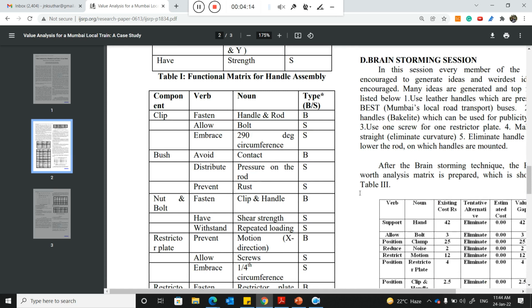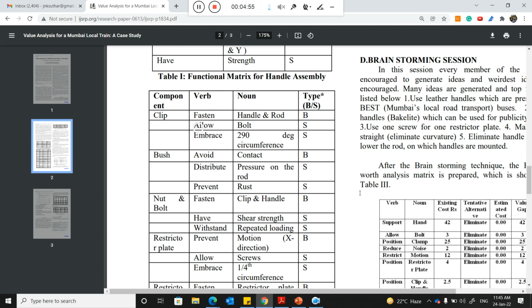Now you need to convert all these things into functions. Function means, in two words, you need to change it: one is the verb and one is the noun for that particular component. So the clip is used for fastening handle and rod. Fastening is the verb and handle and rod is the noun. This is the basic, or primary, function of that particular component with respect to the final product.